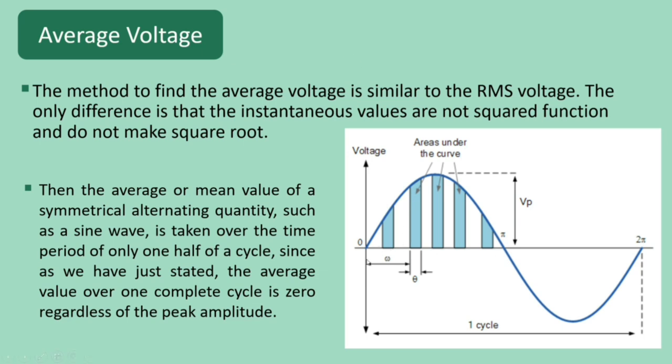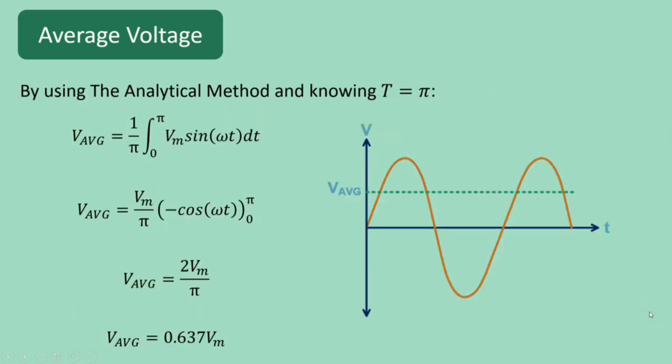The method of calculating average voltage is similar to RMS voltage. The only difference is that the instantaneous values are not a squared function and do not make a square root. Here you can see the analytical methods of calculating average voltage, while we know that this half cycle is equal to pi, and the calculation is like this. And at the end we will have the average voltage is equal to 2 times Vm divided by pi, that is known as V peak. So 2 times V peak divided by pi.